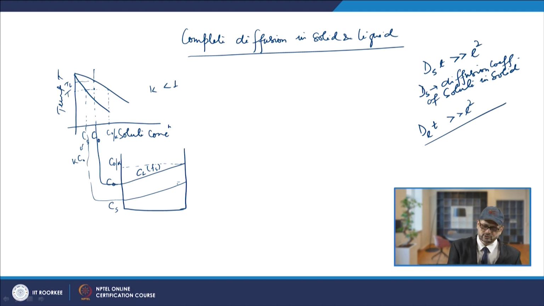So, this will be your CS, that is for the solid, and this is also depending upon the solute concentration only. So, this is CL and CS versus fraction of solid. This axis is fraction of solid, and as the fraction of solid varies, it varies from this value, that is K C naught, to C naught, and then C naught by K it is going.